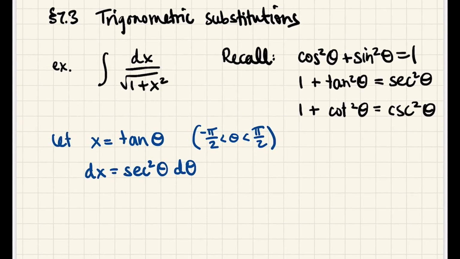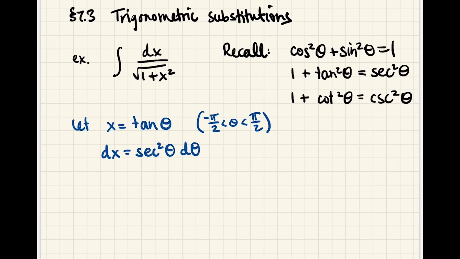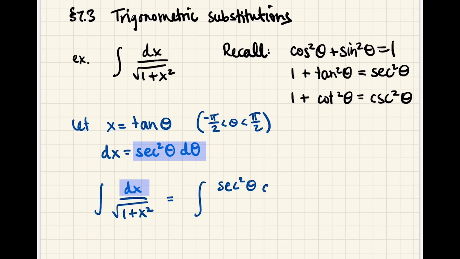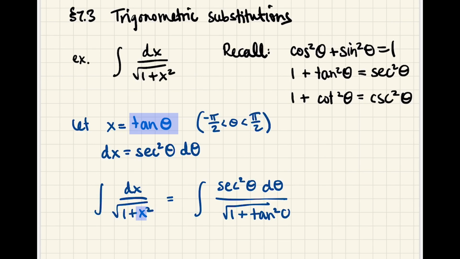Okay, so now let's go back to our integral and see how things have changed. So here's the original. And now let's replace each piece with something in terms of theta. So we have dx, which is directly secant squared theta d theta. Notice we didn't have to solve for dx. Because of the way we do a trig substitution, our dx is naturally isolated. So that is one nice thing about this. And we will divide by the square root of 1 plus x squared. But that would be 1 plus tangent squared of theta.